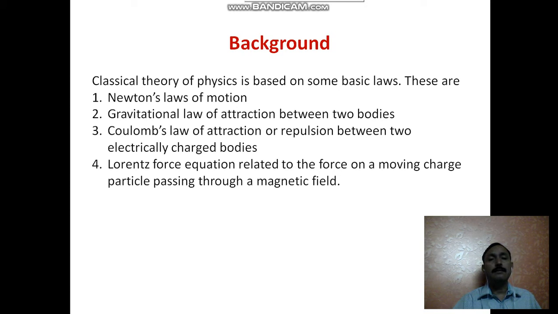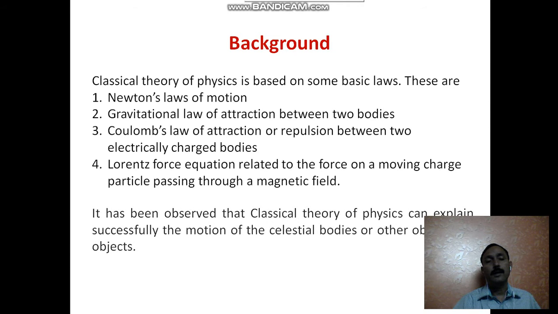Background. Classical theory of physics is based on some basic laws. Commonly, these are Newton's laws of motion, the gravitational law of attraction between two bodies, Coulomb's law of attraction or repulsion between two electrically charged bodies, and the Lorentz force equation related to the force on a moving charged particle passing through a magnetic field. It has been observed that classical theory of physics can explain successfully the motion of the celestial bodies or other observable objects.